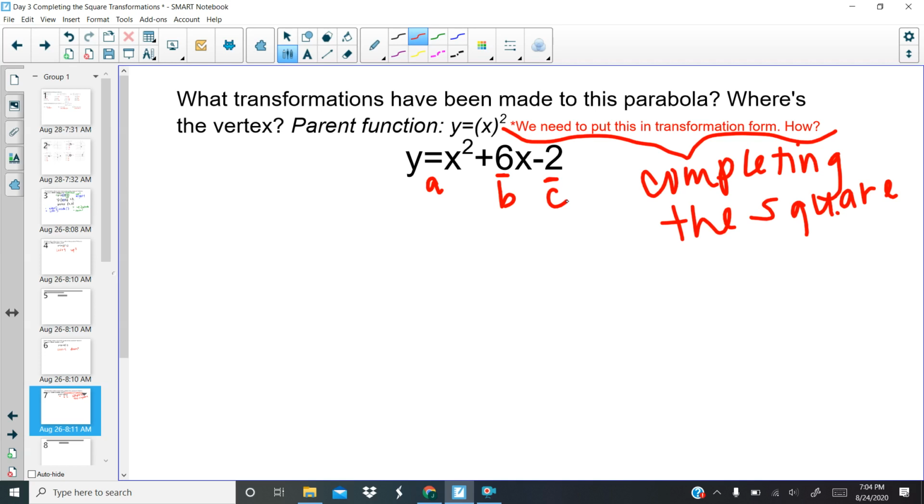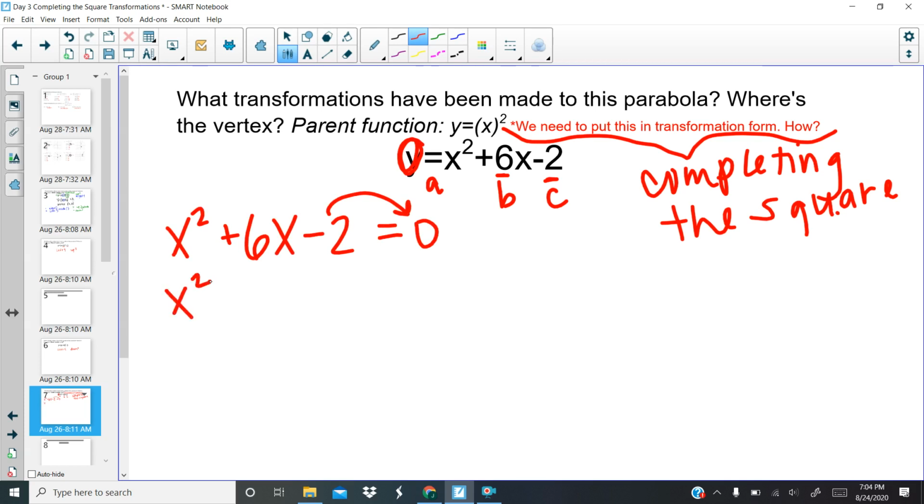The first step is always to set the equation equal to 0. Then the next thing you're going to want to do is move the constant over. So right now we have x squared plus 6x minus 2 equals 0. I want to move the constant over first and get that out of the way. And I would have x squared plus 6x. And then what I want you to do is put plus a blank.